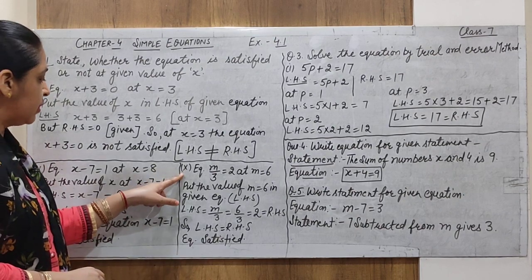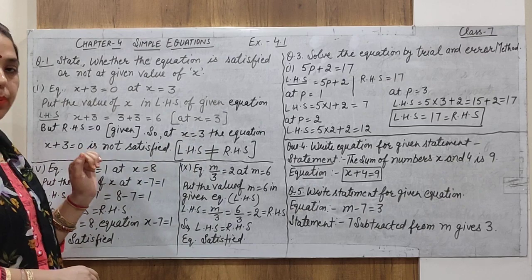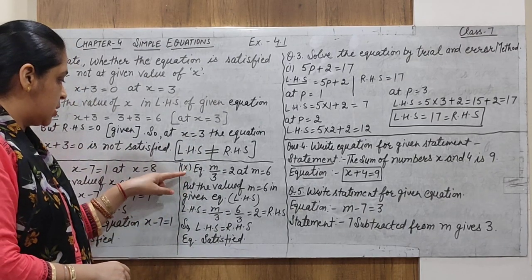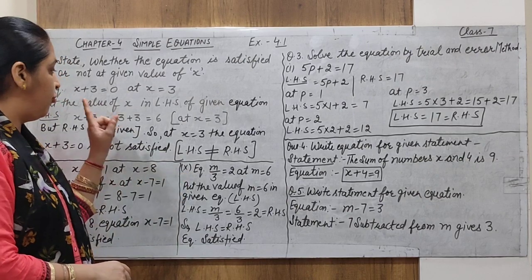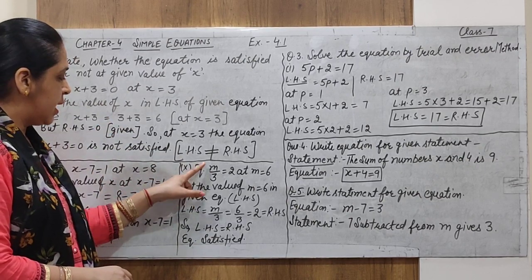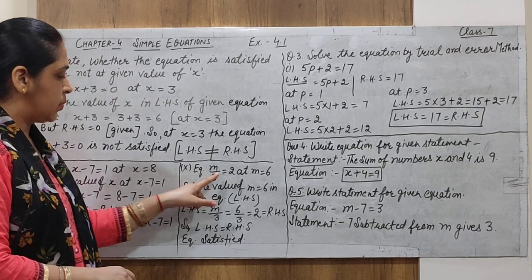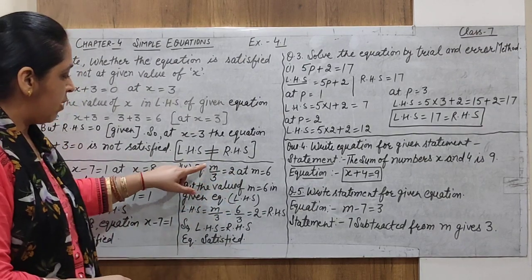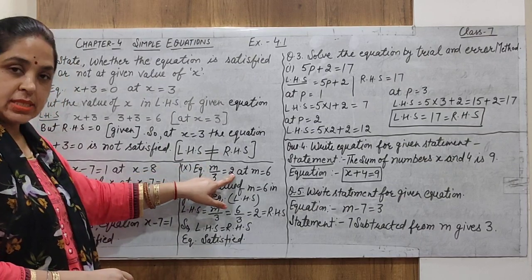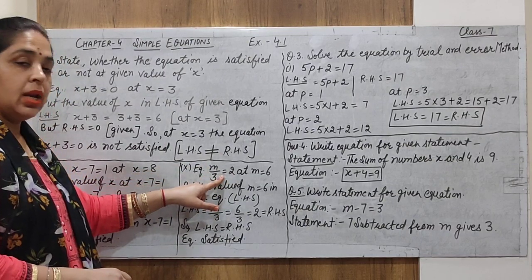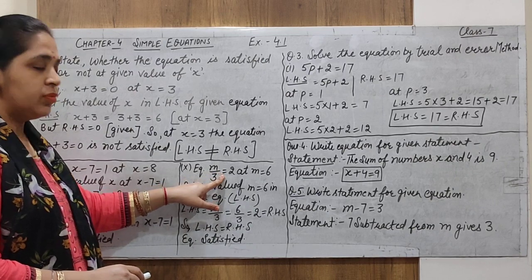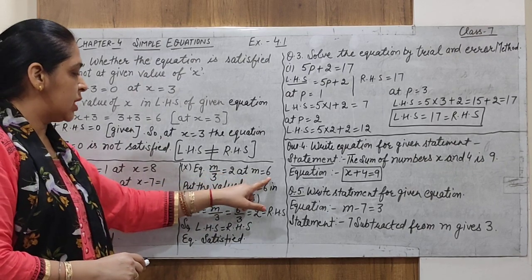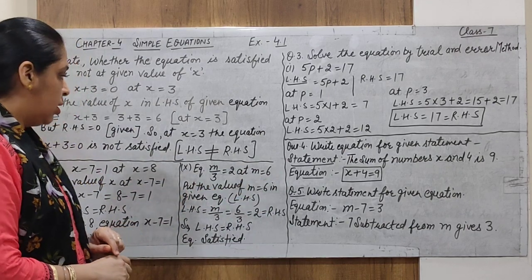Next, its 10th part. I have selected a few parts for you, using different mathematical operations. Now, in the 10th part of the first question, the equation is m divided by 3 is equal to 2. This is the equation in which we have a variable, we have constants and we have an equal sign. Prove that this equation is satisfied or not at m is equal to 6.